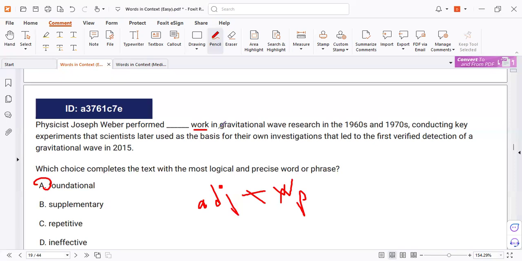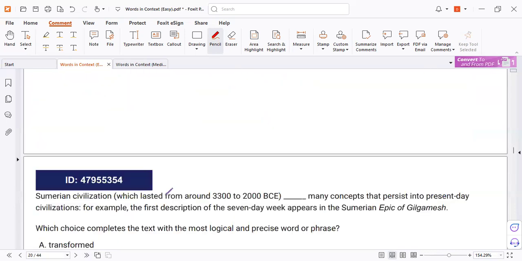So he based his evidence on this research. Because of that, he conducted the experiments. So based on this research, he conducted. So it's foundational, not additional, not repetitive, and of course not ineffective, the opposite, right? Because he conducted and he used and he did. That's right. And of course, here is the verification to prove why the others are wrong. Good job. Next.